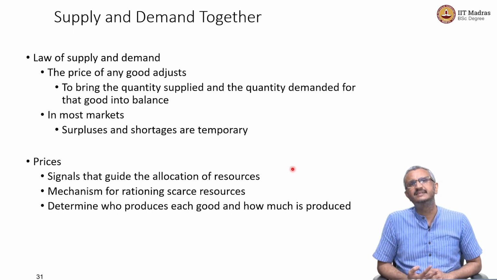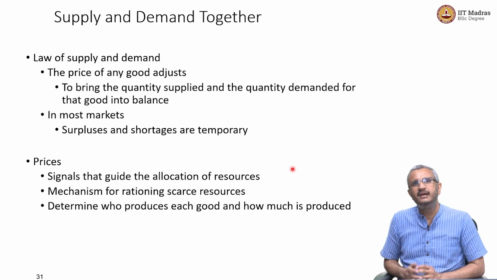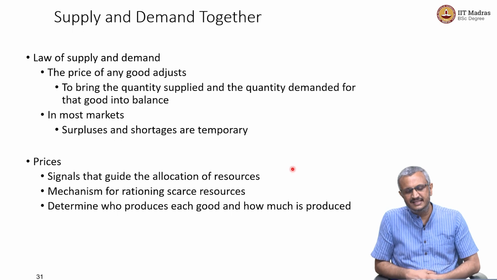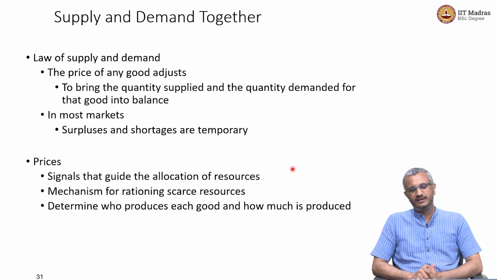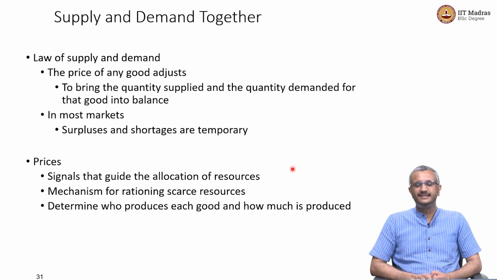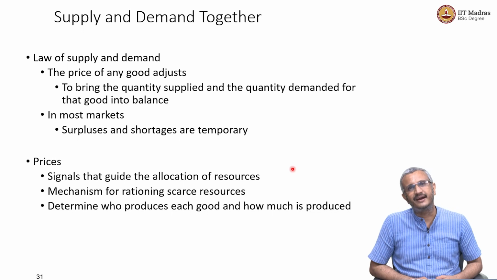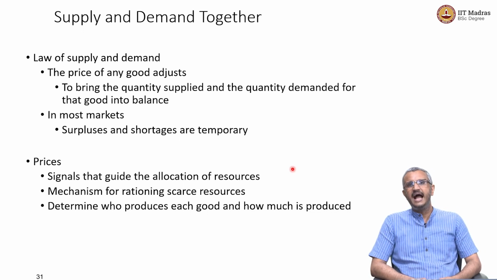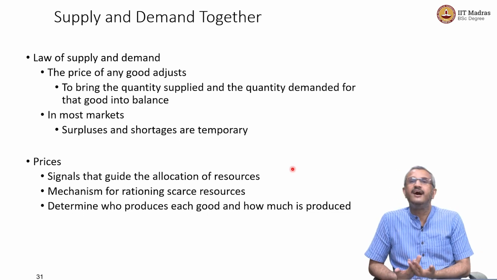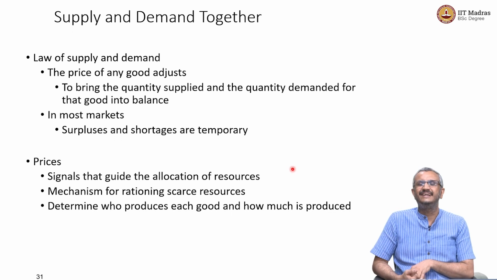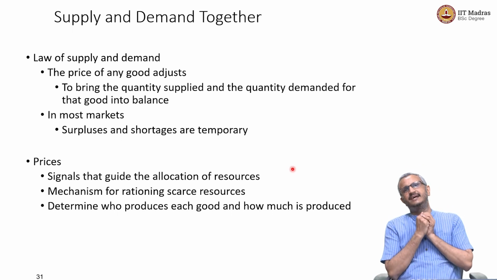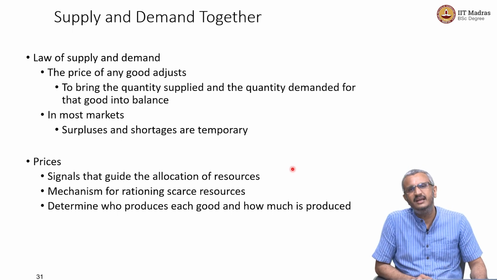And in most markets, surpluses and shortages are temporary because there will be a correction mechanism. Prices are signals that guide the allocation of resources. Prices have an important role as a mechanism for rationing the scarce resources. It also determines who produces each good and how much should be produced in an economy, and that is the important role of price mechanism. And that's why we always look at price data to understand how markets actually work.